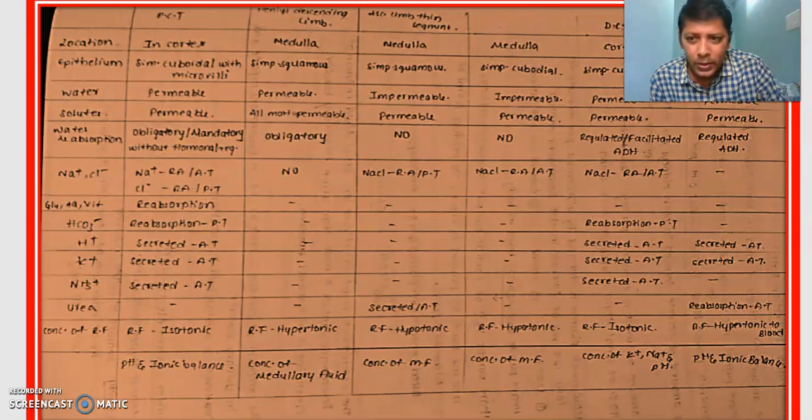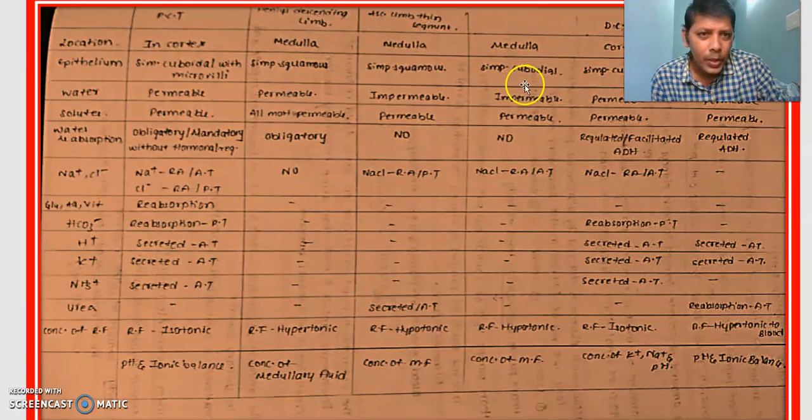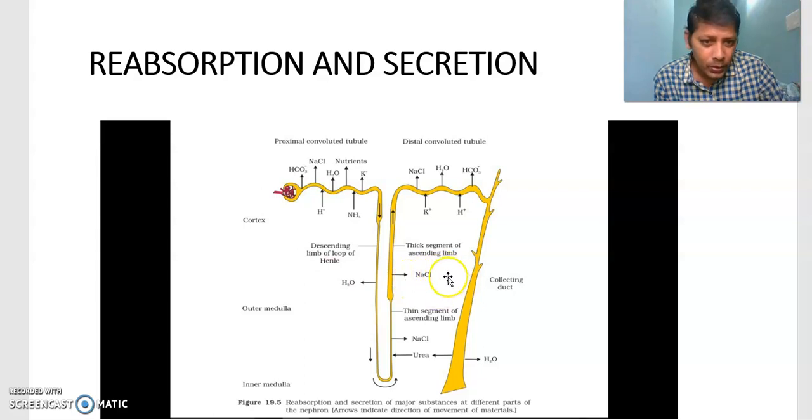It is also present in the thick segment, and it is also present in the medulla. And next, it is impermeable to water, permeable to solutes, and there is no water reabsorption; no NaCl here. But observe these two: here passive transport, here active transport. In the textbook diagram, here you have to keep active, here you have to keep passive.